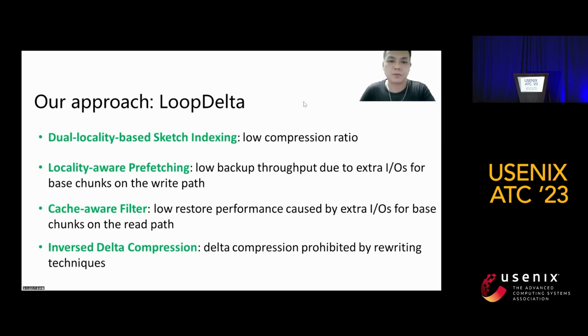We propose LoopDelta as a solution to embed data compression in deduplication-based backup systems to achieve a high compression ratio, high backup throughput, and high restore performance. We employ the 4 techniques mentioned above to address the challenges introduced by data compression. They are dual locality-based sketch indexing, locality-aware prefetching, cache-aware filter, and inverse data compression.